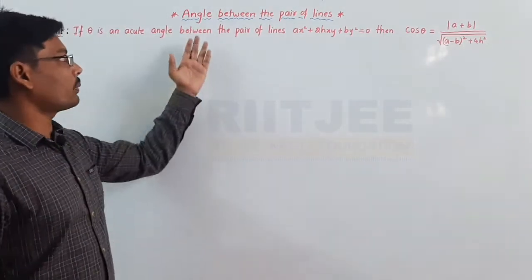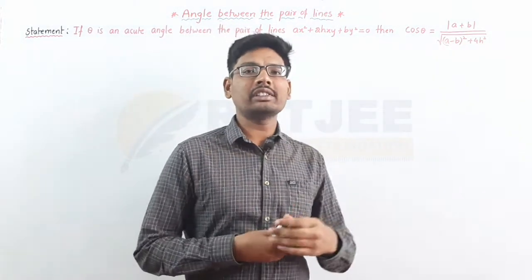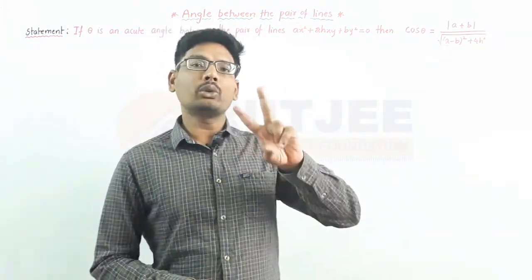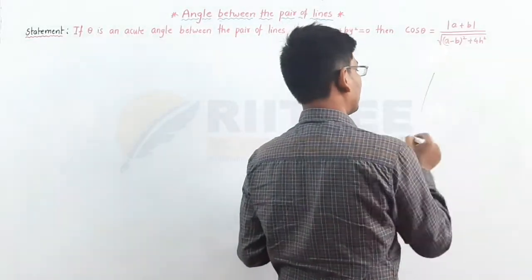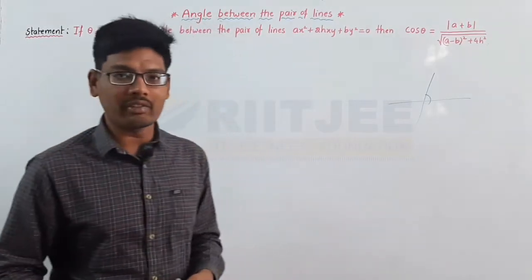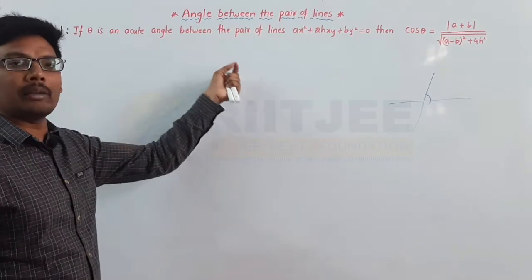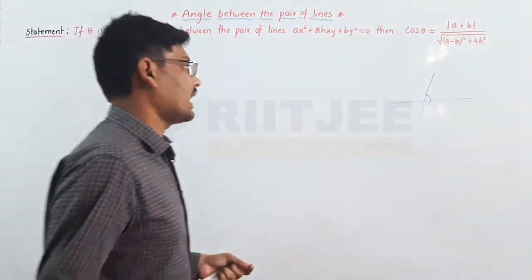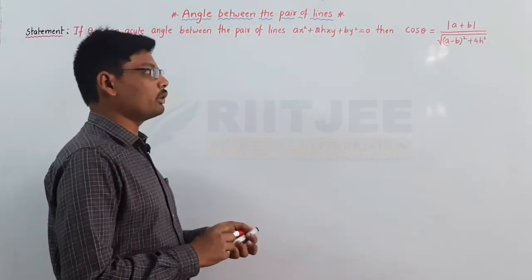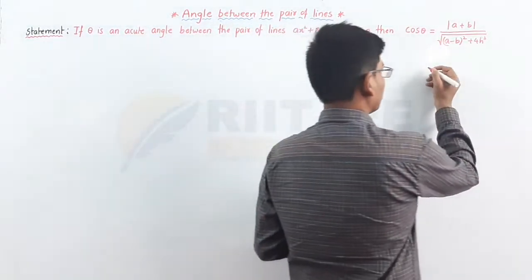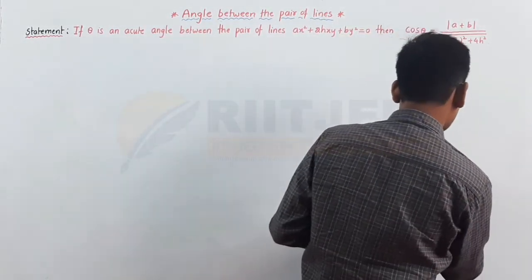Here the next topic is the angle between the pair of lines. Already we have discussed the angle between two straight lines in the straight line chapter. Now we are discussing the angle between pair of straight lines. Before discussing this one, we have to discuss the diagrammatic part here.